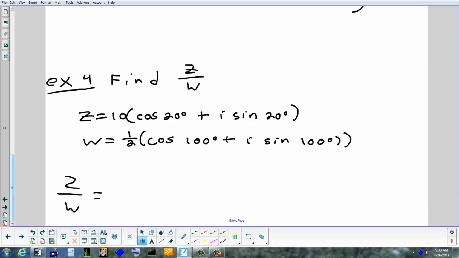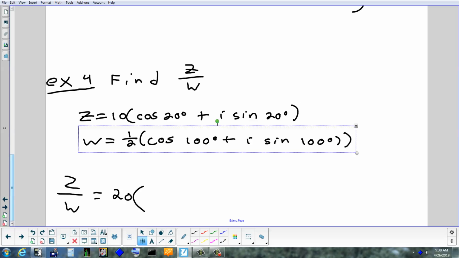Yeah? 5. Okay, be careful. So if this was a 2, then 10 divided by 2 would be 5. But this is 10 divided by a half, which is 20, right? It's a little tricky, but a lot of people look quick and make that mistake.